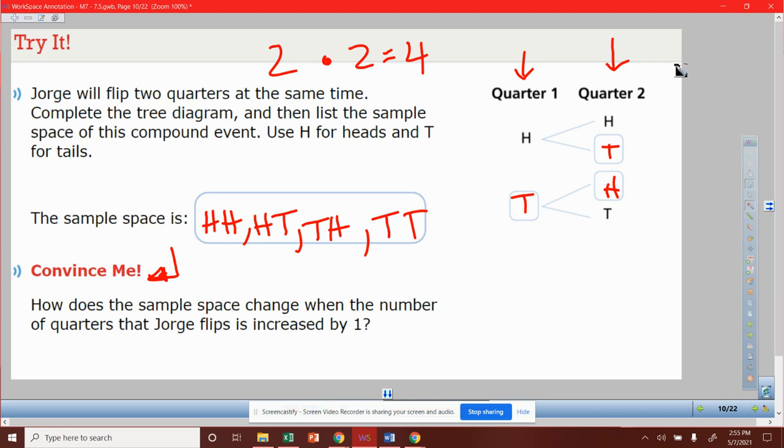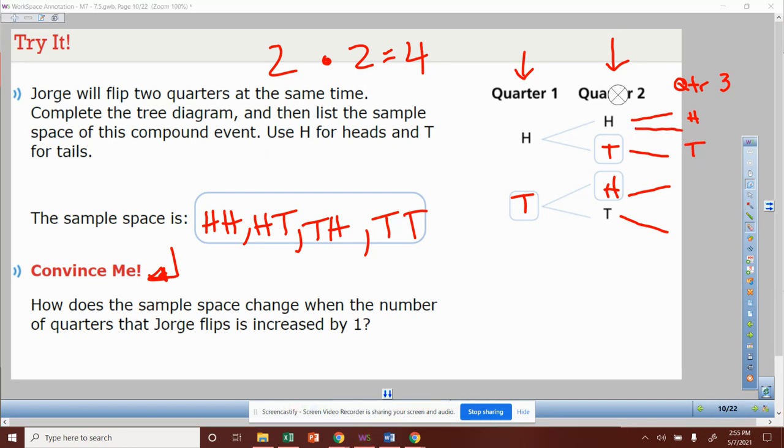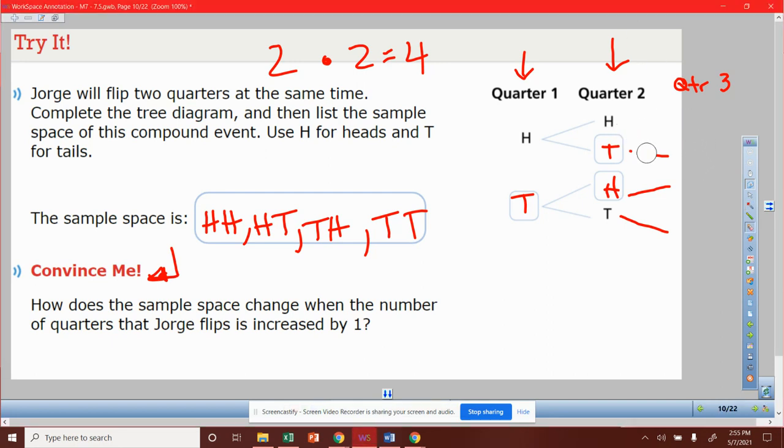So put another quarter out here. Quarter number 3, what happens? Right? So that quarter can get heads or you can get tails, right? So with each of these, we need to branch out and we need to list what we could get. I didn't do a great job of drawing. Let me redraw this out, okay?